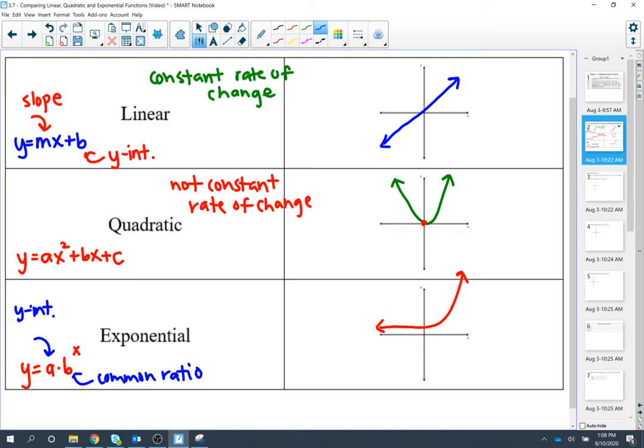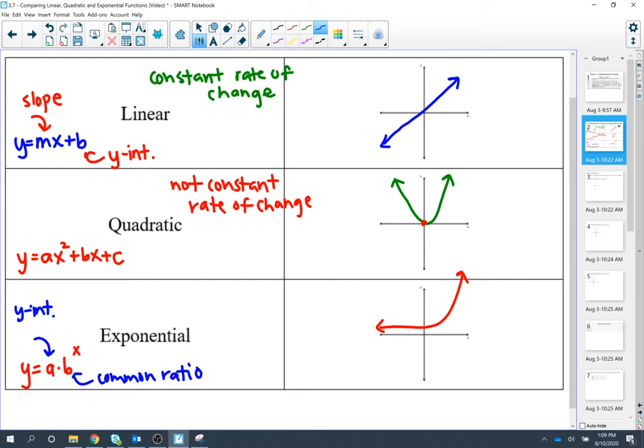And then again, this guy also does not have a constant rate of change, but his rate of change starts out really, really slow near his horizontal asymptote and then gets faster, faster, faster, faster, faster. Now, if we had to put these guys in order from the slowest rate of change to the fastest rate of change, which one do you think would be the slowest? Which one do you think would be in the middle? And which one do you think would be the fastest?